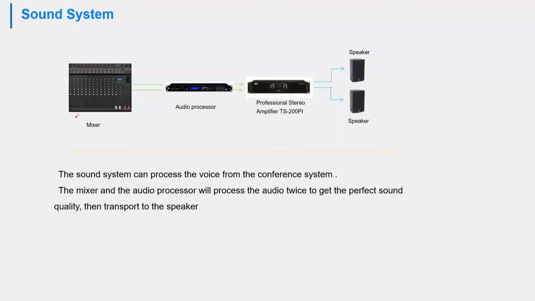So this is the sound system that can do some reinforcement. We'll use a mixer to gather the sound from the paperless system streaming server, TSA308, and then there will be an audio processor to process the sound, and at the last part the sound will go to the professional stereo amplifier and then to the speaker. So the connection is also not very hard, right?